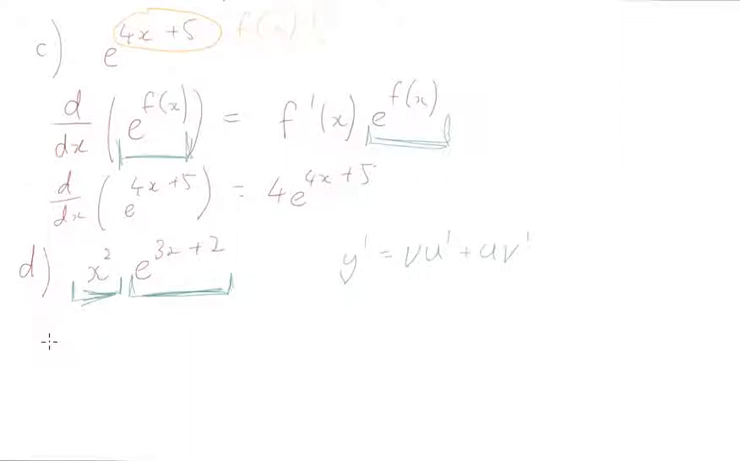So separating this out, we'll say that u is x squared. So u dash is 2x. And we're going to have that v equals e to the 3x plus 2. And then v dash. Differentiating this here, same as the above question, differentiating what's up the top is going to get me a 3. So this is going to be 3 e to the 3x plus 2.